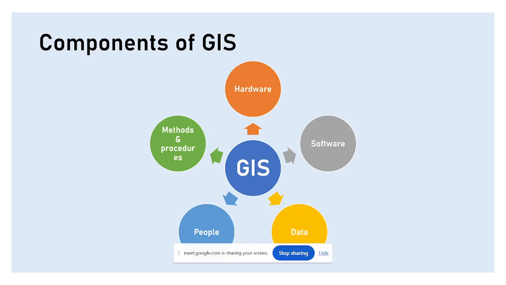Now we'll discuss the components of GIS. We have five major components. There are materials in which they discuss more, but these are the five essential components of GIS. So we have the hardware, which I was talking about.